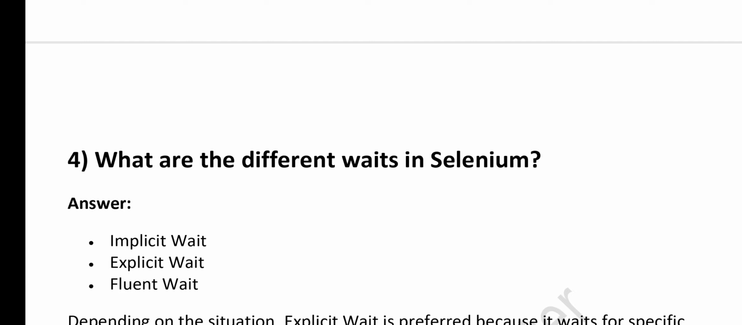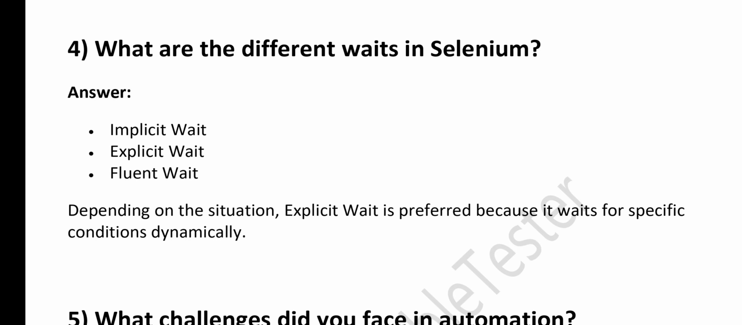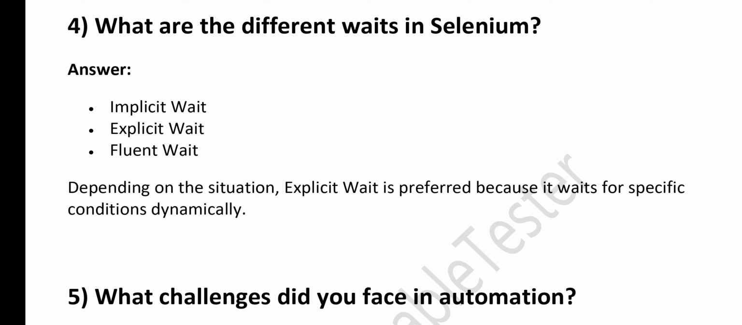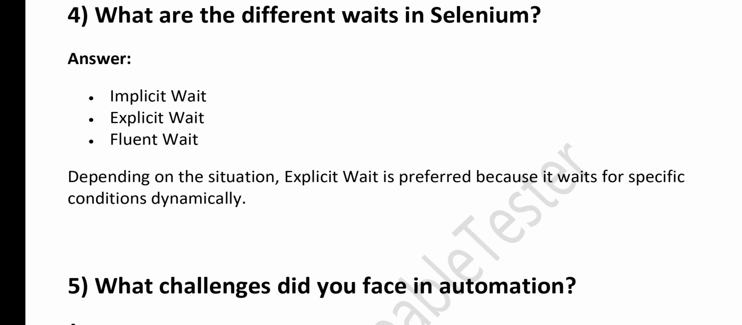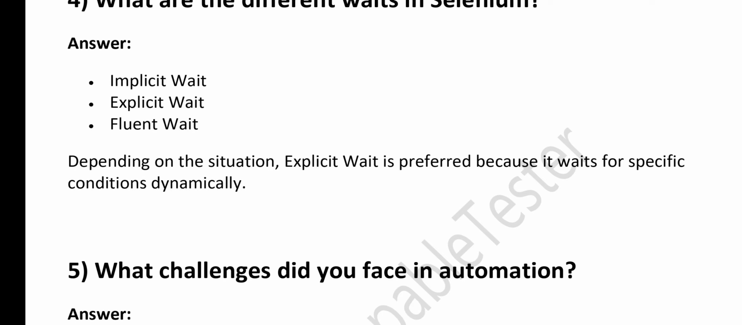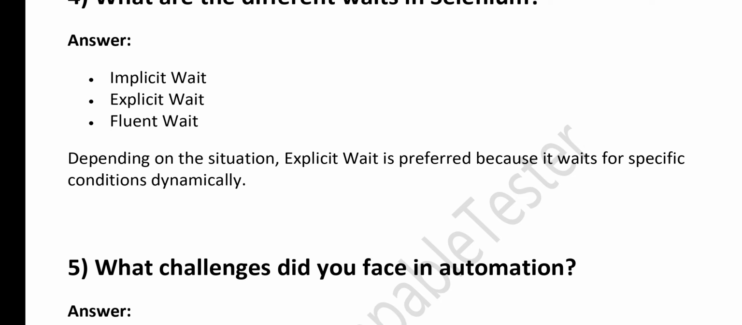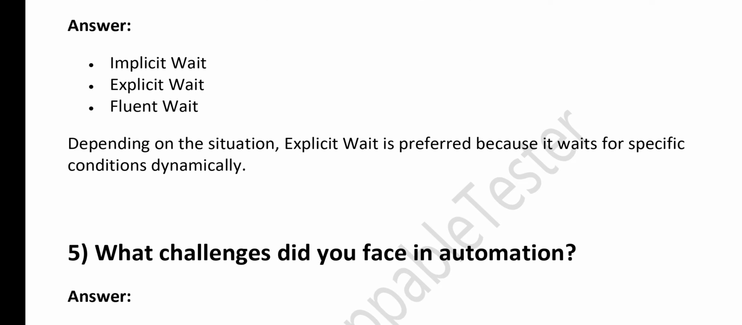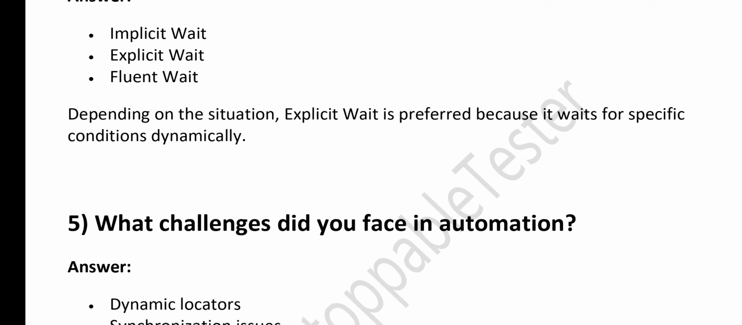Okay. And what are the different types of waits available in Selenium? Implicit wait, explicit wait, and fluent wait. Depending on the situation, we use the type of wait, but explicit wait is most preferred because it waits for specific conditions dynamically.